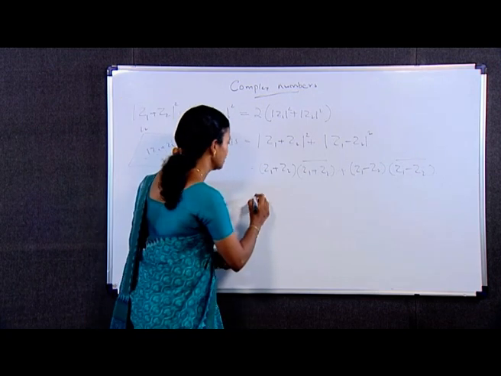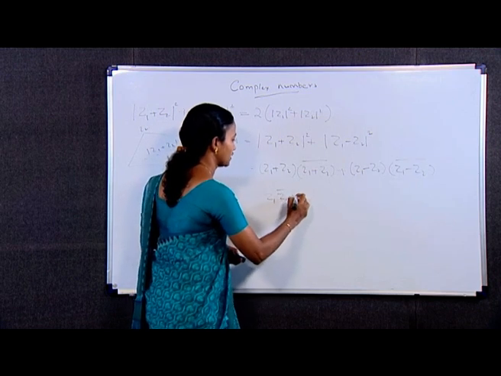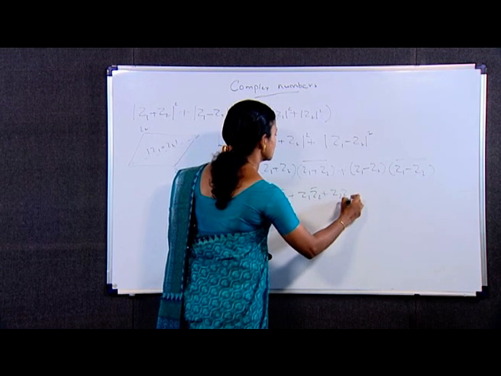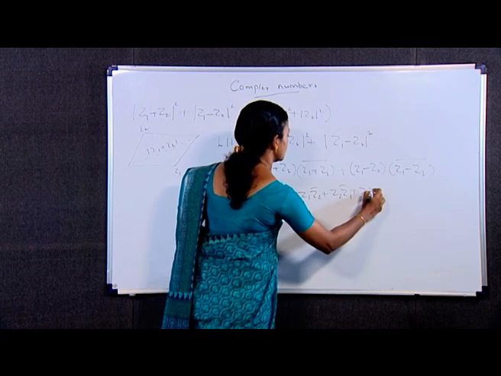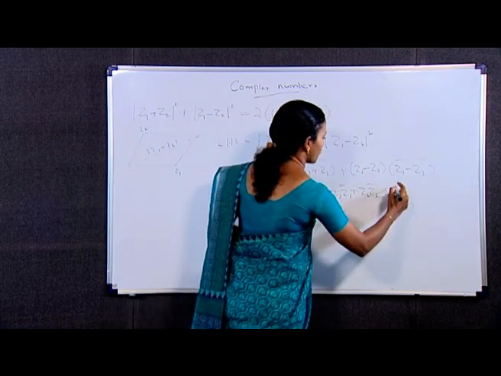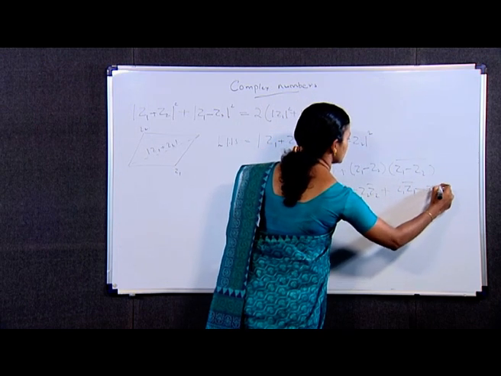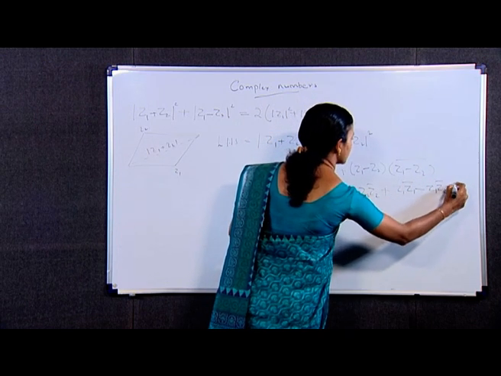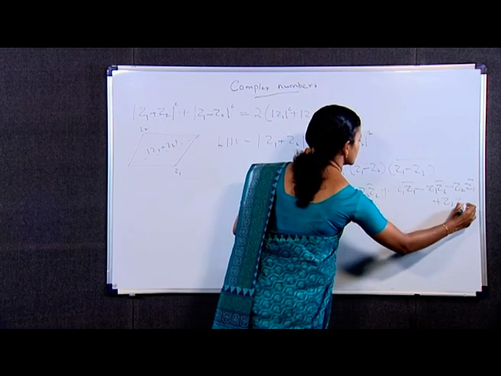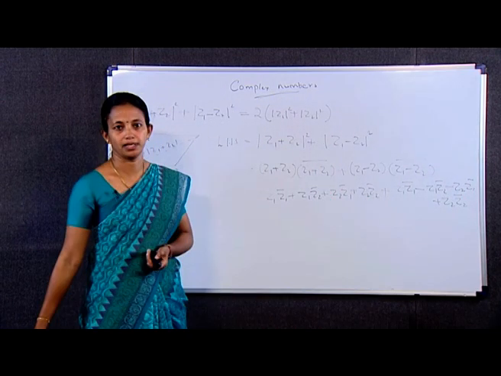By multiplying, we can write it as Z1 into Z1 conjugate plus Z1 into Z2 conjugate plus Z2 into Z1 conjugate plus Z2 into Z2 conjugate. Plus here we have Z1 into Z1 conjugate minus Z1 into Z2 conjugate minus Z2 into Z1 conjugate plus Z2 into Z2 conjugate by usual multiplication.